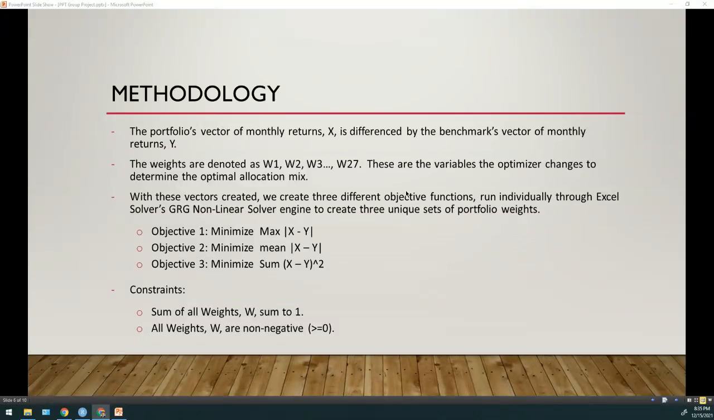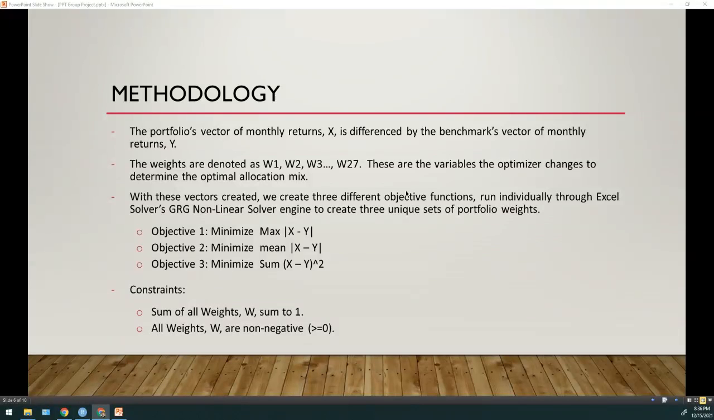So the first objective is to minimize the maximum of the absolute value of the difference between X and Y. That's the min-max objective. The mean absolute deviation is then where we look to minimize the average of the absolute value differences between X and Y. And then lastly, the least squares looks to minimize the sum of the differences between X and Y squared.